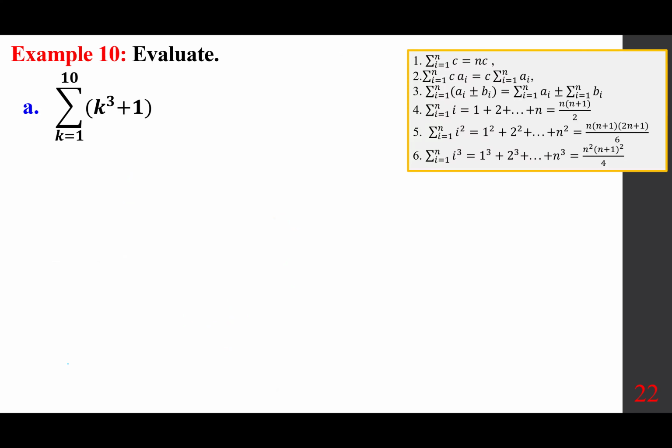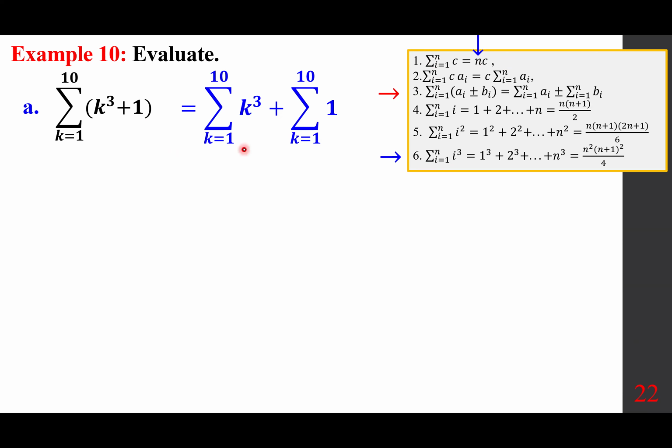All right, to do so, we are going to separate this into 2 pieces. The summation of k going from 1 to 10 of k cubed plus the summation of k going from 1 to 10 of 1. So we cut them into 2 pieces, okay? And again, reminding you that this is the property we are using. Now for k cubed, we use I cubed. I cubed is the same as k cubed. So we use that one. And for this one, we use this one.